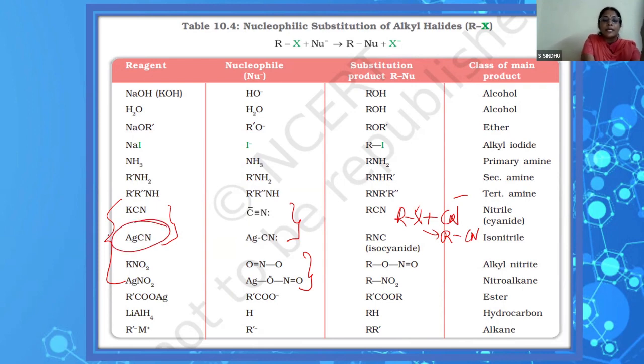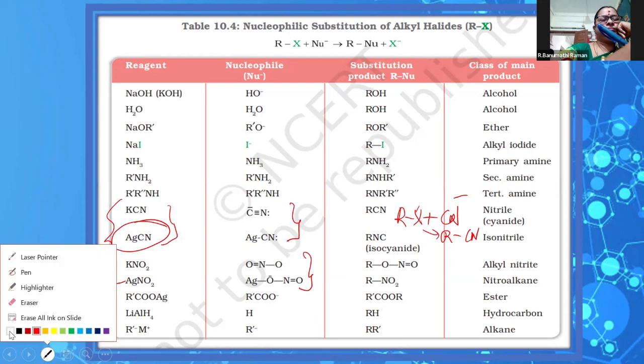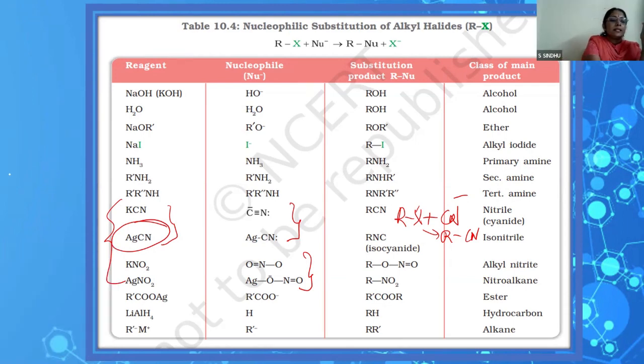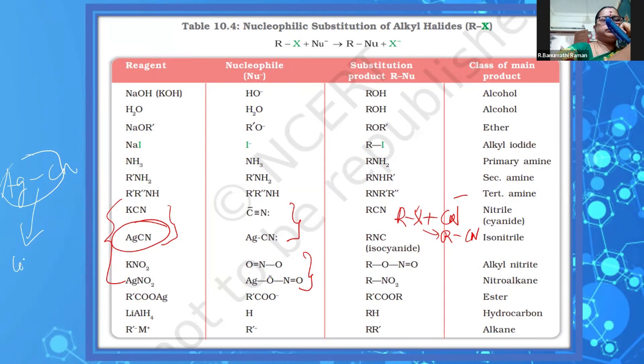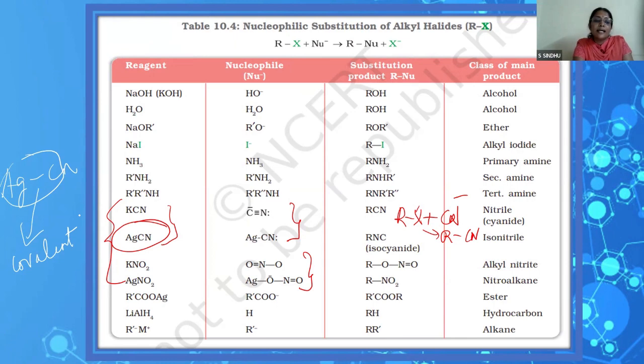Whereas when it comes to AgCN, what is the case? CN-. The bond between silver and carbon is a covalent bond, and it is not ionized there. So as a result, the attack onto the alkyl part will be through, in the case of silver, nitrogen.